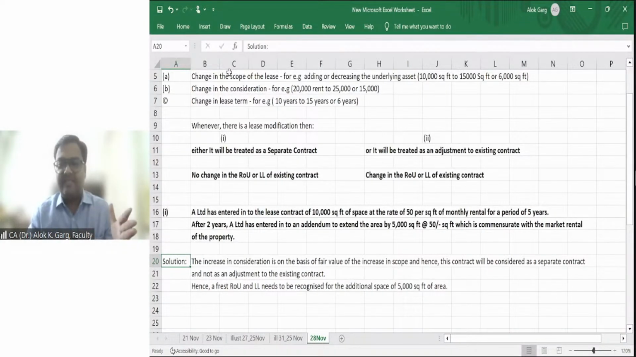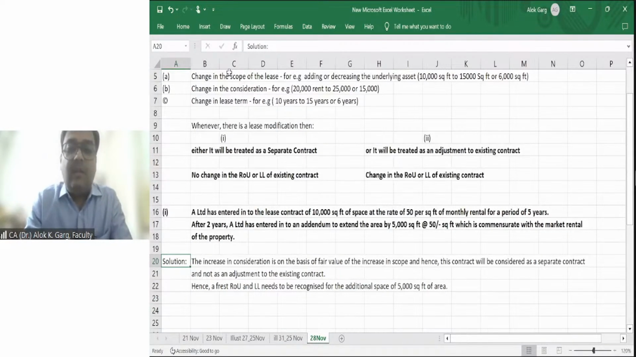But whenever there is an increase in the scope of the lease, and this increase in scope is also in line with the increase in the lease rental, in that case, this will be treated as a separate contract, right? Is that clear?